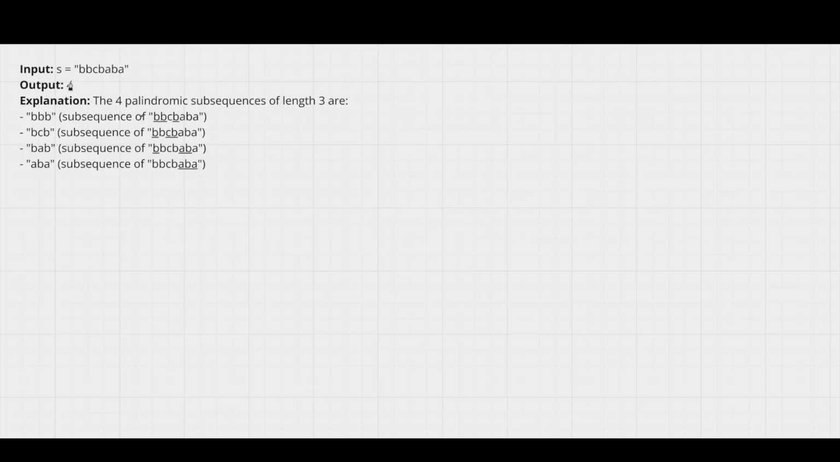Another string, which is BBCBABA. Now we are fixing for A. What could be the characters between A and A? Between the A and A, we are having only B, that is one palindromic subsequence. Now we are going for B.